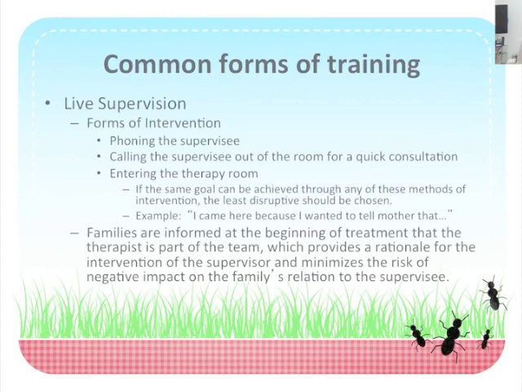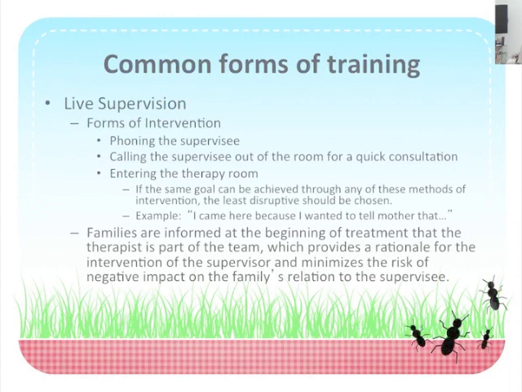So if the same goal can be achieved through any of these methods of intervention, the least disruptive should be chosen. For example, I came here because I wanted to tell the mother just some small thing. This is an important part: you don't have to decimate the structure of a family. You need to find out the small sort of change that can happen structurally so that the problem they're experiencing can go away.